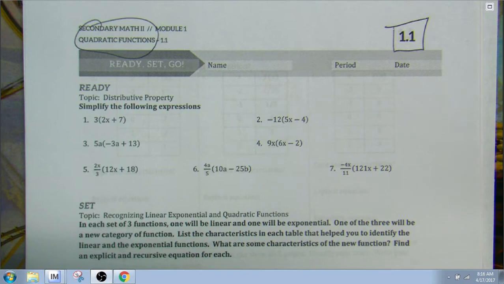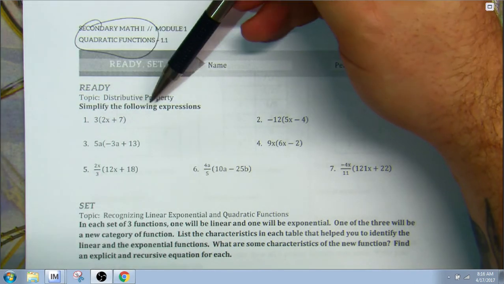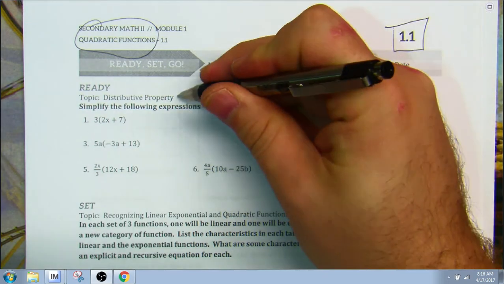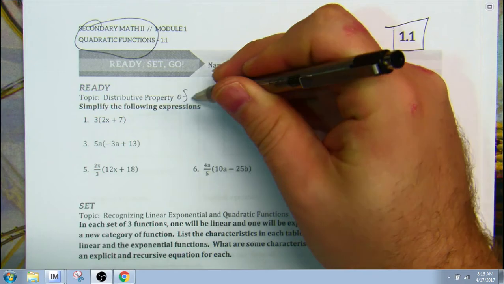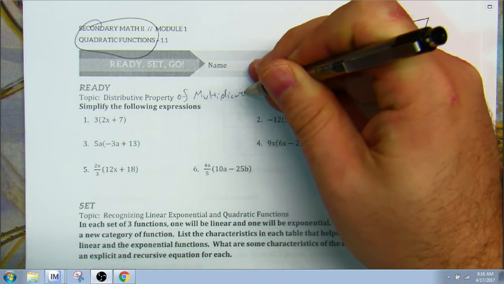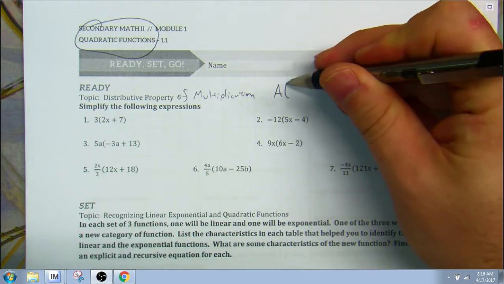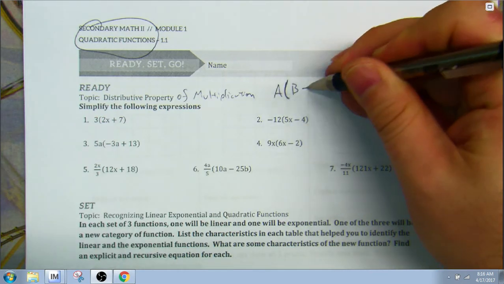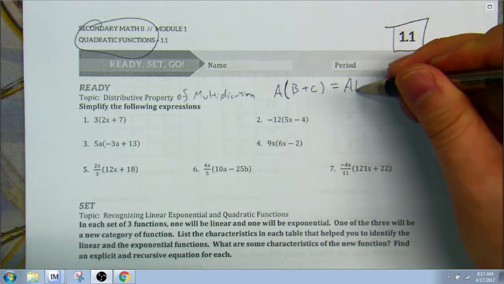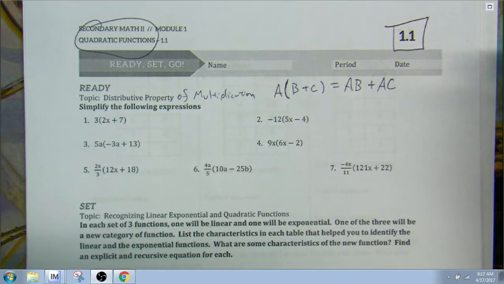The first section on our homework is the distributive property. And pretty much the distributive property tells us, in this case, this is the distributive property of multiplication. What that means is if I have an A that's being multiplied into a parentheses where I have a B plus a C, that's going to be the same as A times that B plus A times that C. That's the general form.